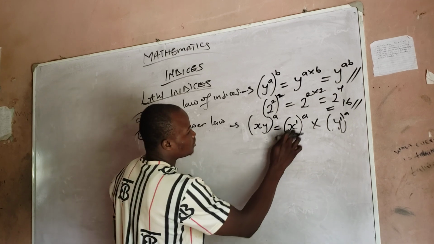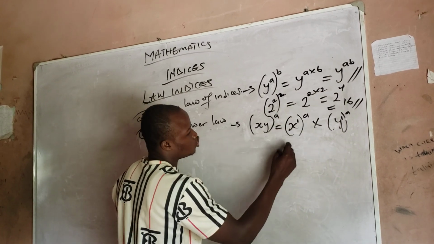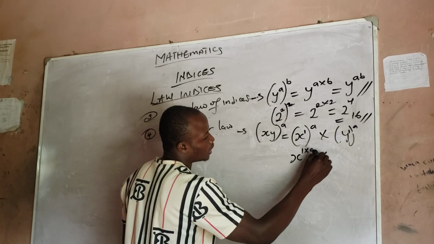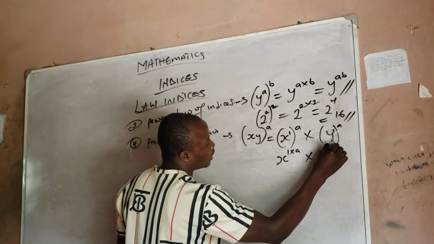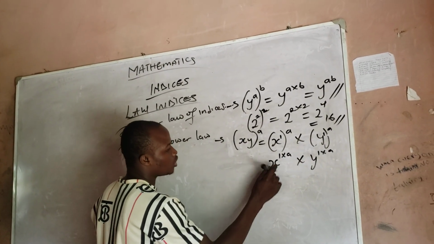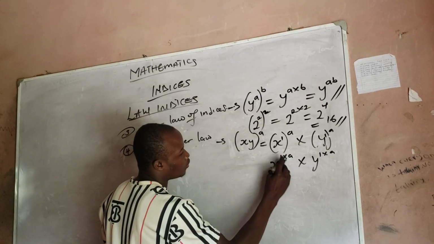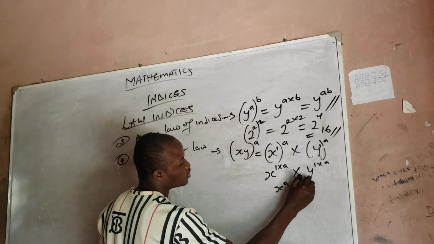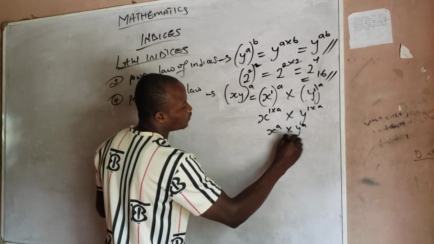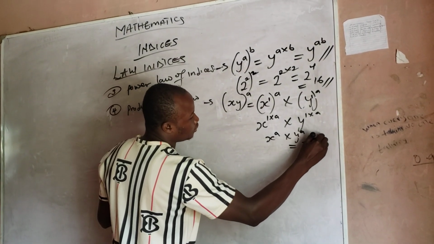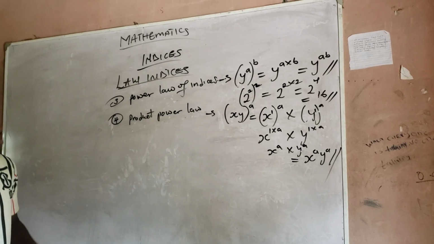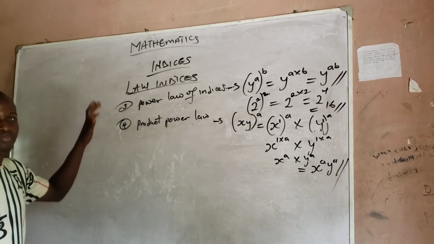Now, x raised to the power 1 raised to the power of a. So you apply the power law here: x raised to the power 1 times a, times y raised to the power 1 times a. When you solve this, x raised to the power 1 times a is a, and y raised to the power 1 times a is what? A also. So you have x raised to the power of a, y raised to the power of a. That is the answer. That is why it's called the product power law.